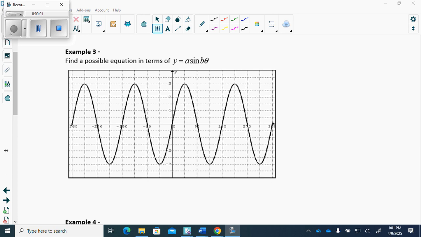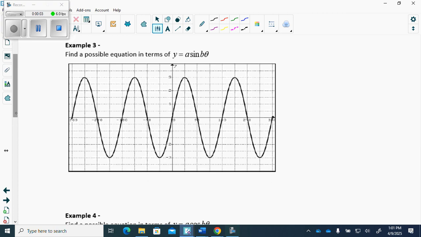Find a possible equation in terms. So we need A and B. A comes from the what? Amplitude. So if we get the amplitude of this one, it's from -3 to 3, which is a distance of 6, and half of that is 3.